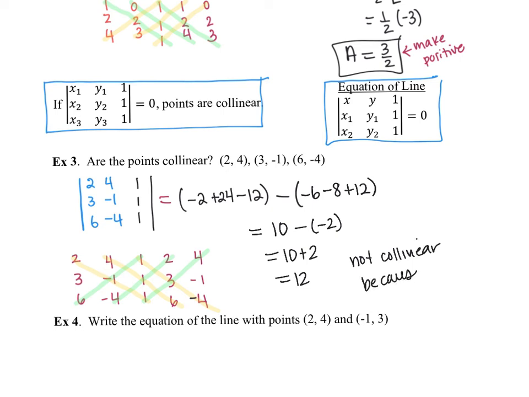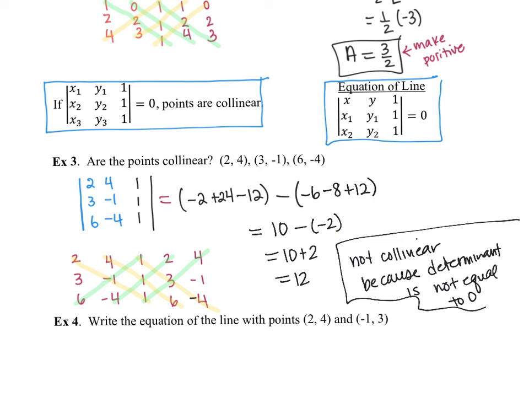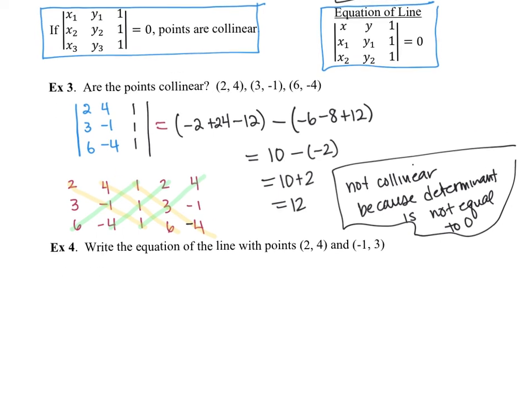If they ask why, it's because the determinant is not equal to 0. The determinant was 12 instead of 0. If it had been 0, then I would have known they were collinear. But because it's 12, that means the area of the triangle formed by those points is actually 6.